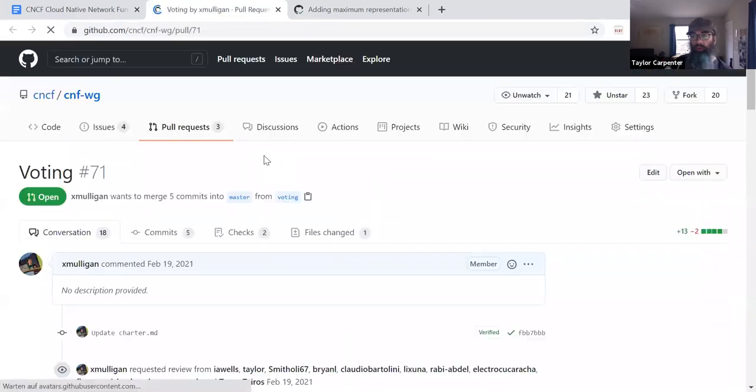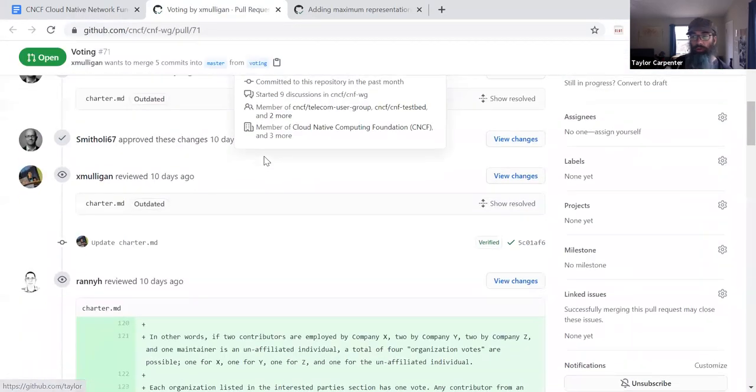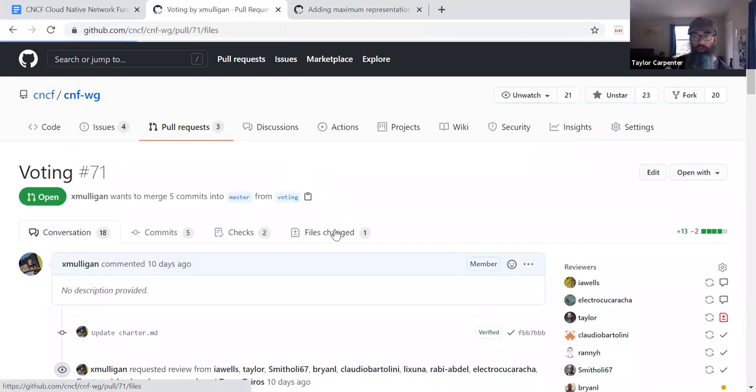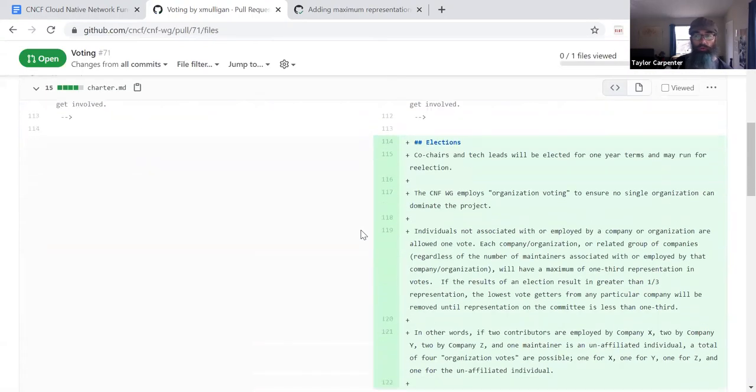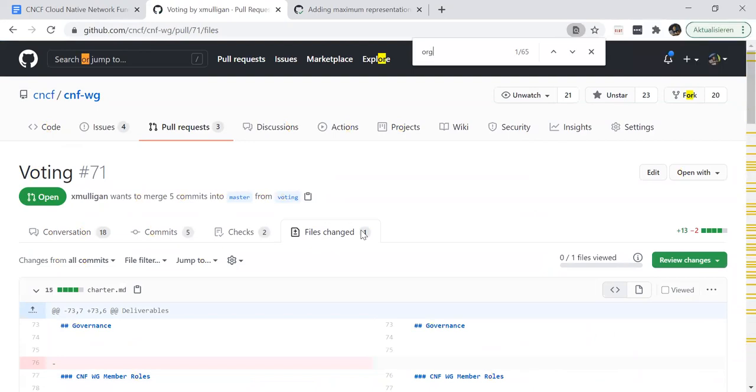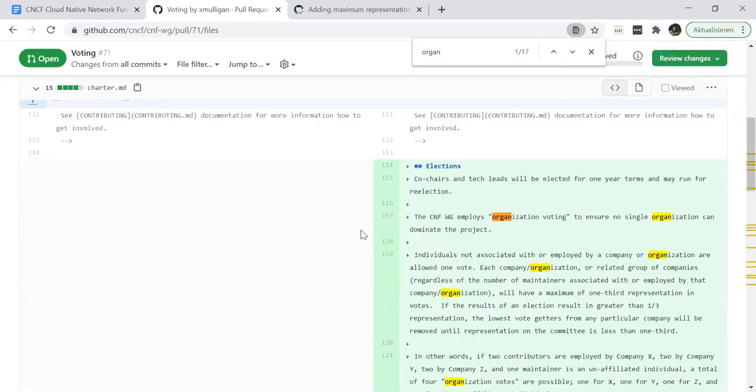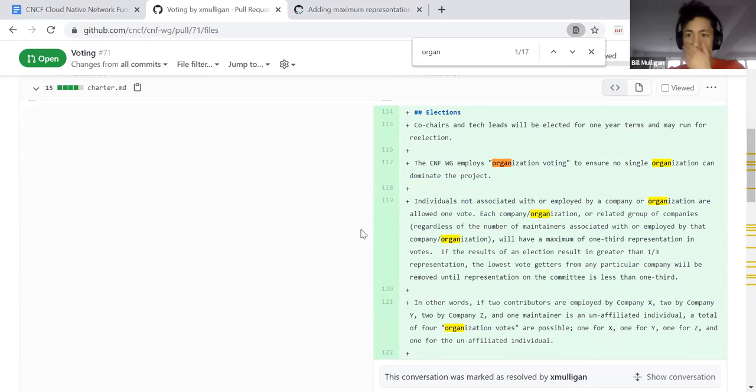I gave a link to the Kubernetes Steering Committee. There's other ones too, but that was one of the main ones. Okay, yeah, you're right.